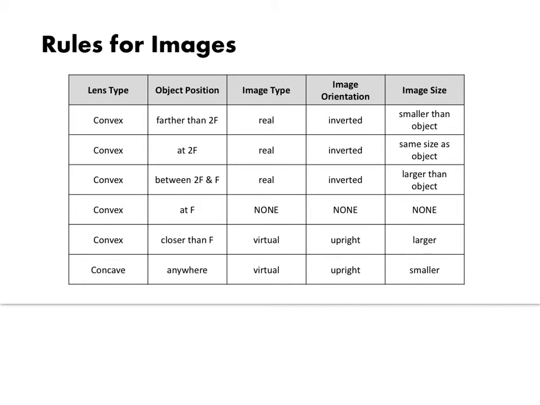And then as you see for a concave lens, anywhere you place the object, the image will be virtual and upright, and it will be smaller than the object itself. And that is because of the diverging light rays as they go through the concave lens.